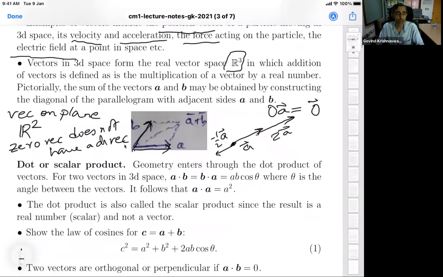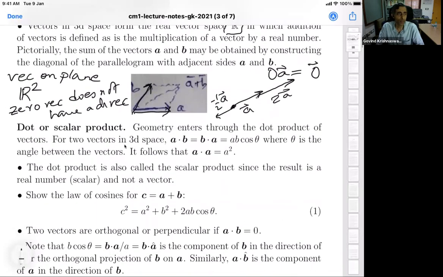So now we go on to a couple of other concepts. One is that of a dot product, a scalar product. So the dot product brings in geometry. This is the main message. The dot product brings in geometry in a quite substantial way, which will take time to understand, but we will see it in a quick way now.